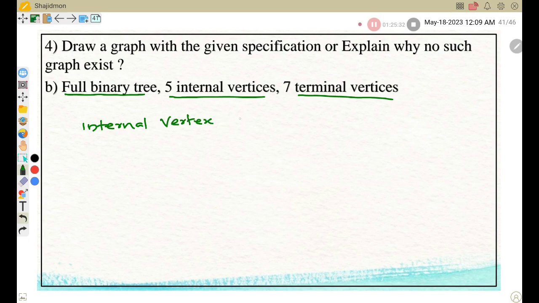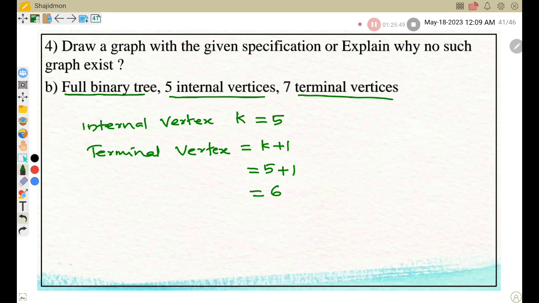Number of internal vertices means K equal to 5. So how many terminal vertices will there be? Terminal vertex number equals K plus 1. Correct? K plus 1 means 5 plus 1, that means 6.